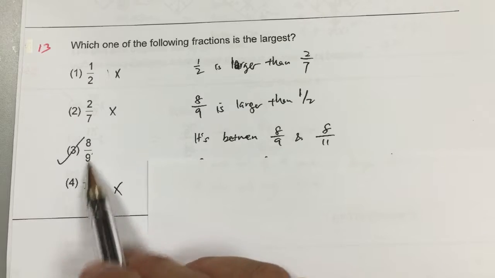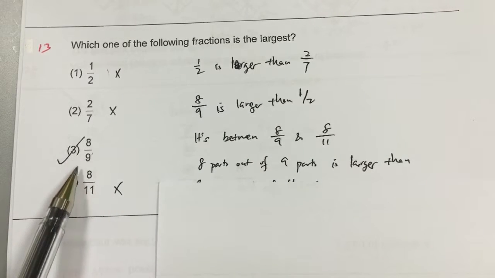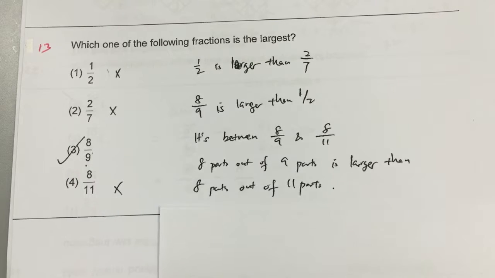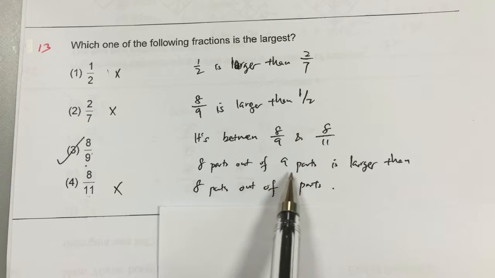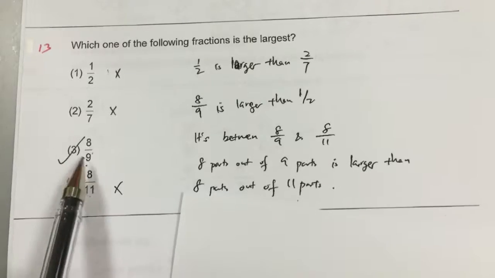So how do I determine which is bigger? This is 8 parts out of 9, and this is 8 parts out of 11. So definitely 8 parts out of 9 is bigger than 8 parts out of 11. So the answer will be 8 over 9.